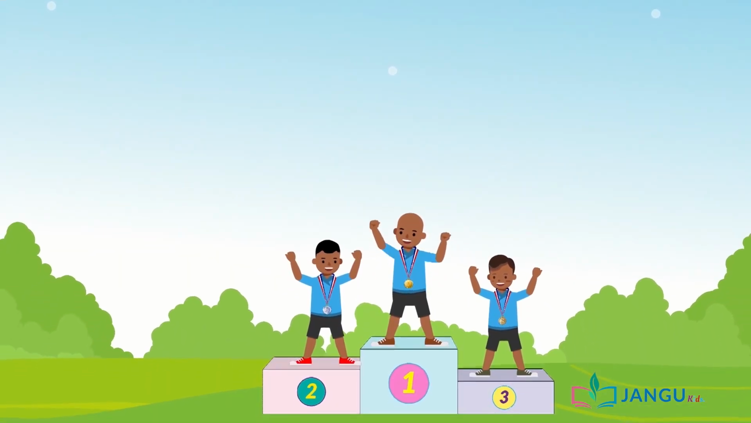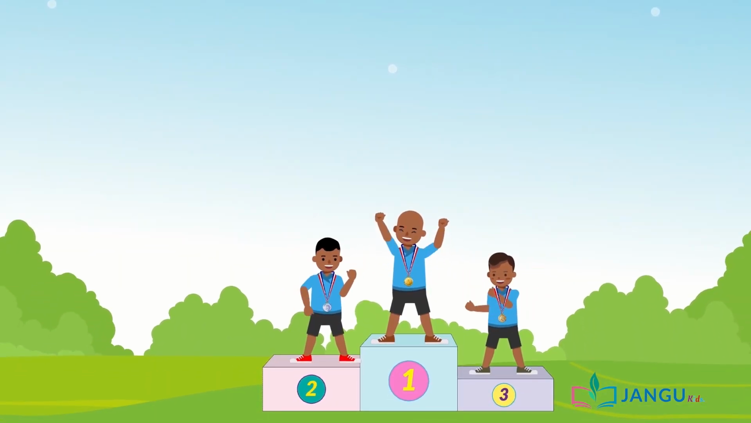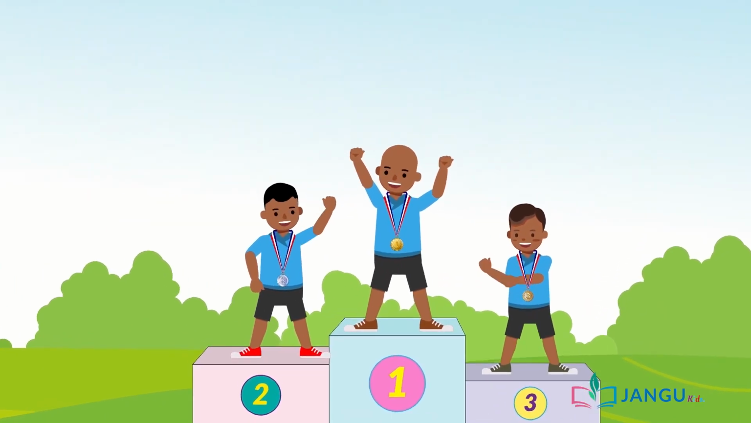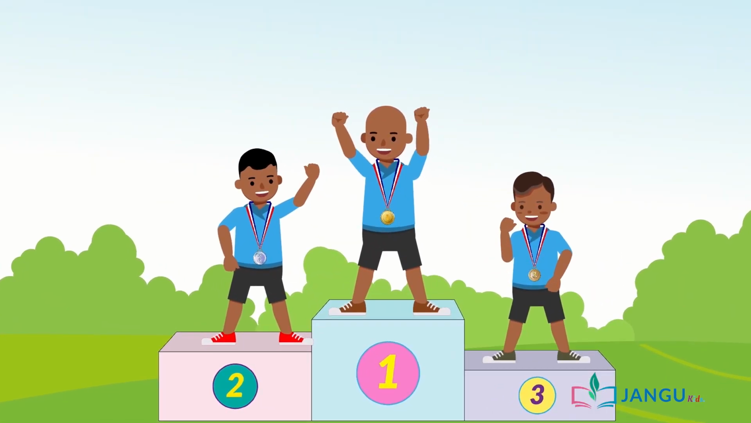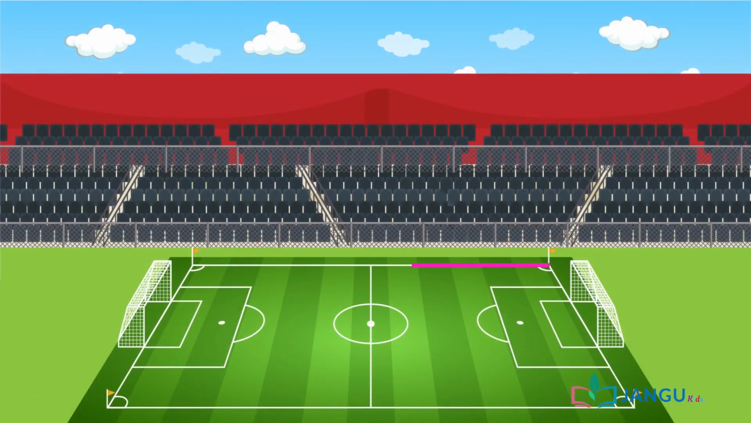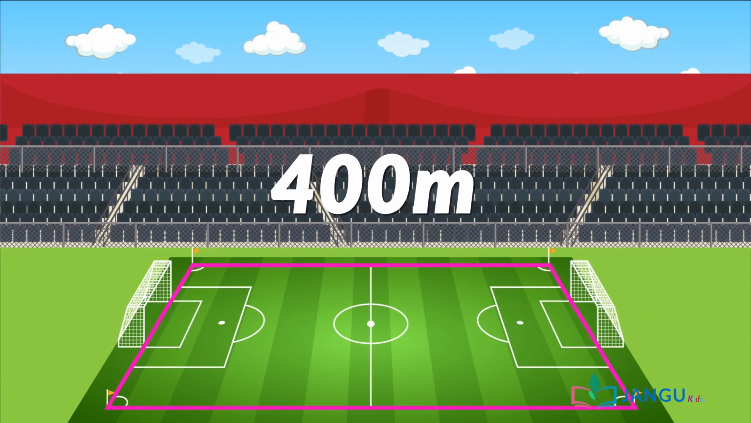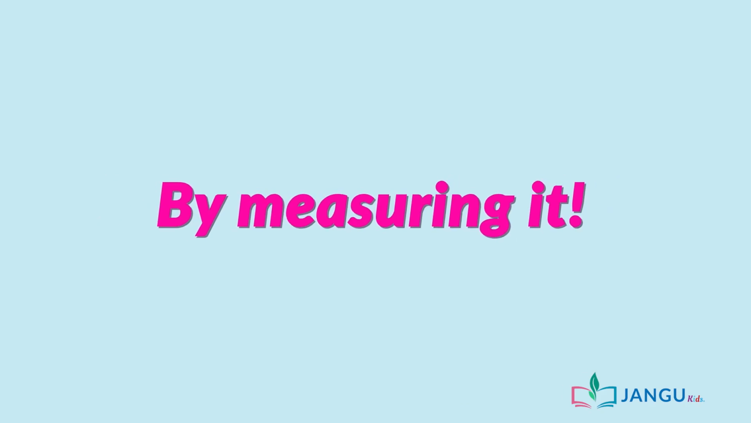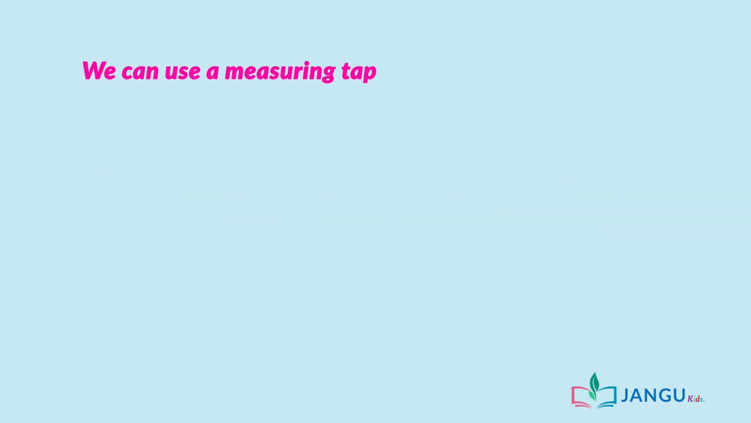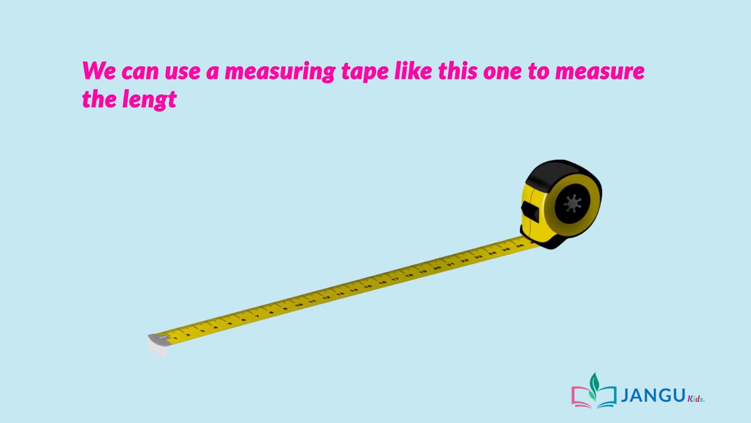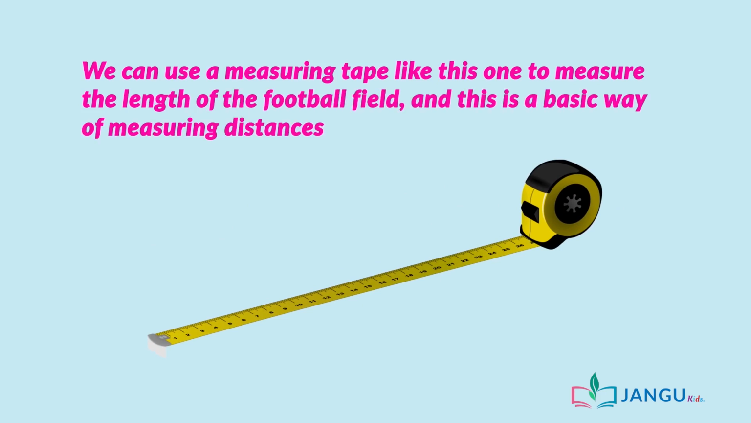Bala won first place in the 400-meter race. This means he ran around the perimeter of the football field once. But how can we be sure that the perimeter of the football field is actually 400 meters? By measuring it. We can use a measuring tape like this one to measure the length of the football field. And this is a basic way of measuring distances.